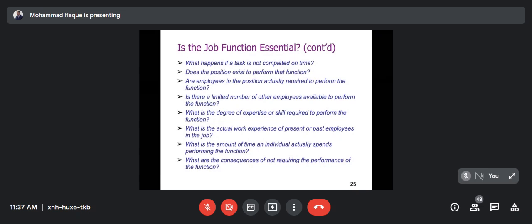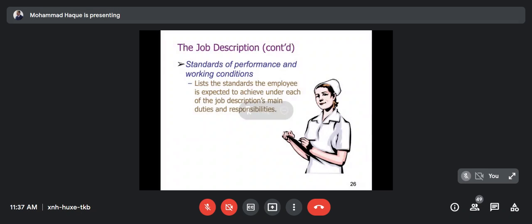Are employees in the position actually required to perform the function? Is there a limited number of other employees available to perform that job? What is the degree of expertise or skill required? What is the actual work experience? What is the amount of time an individual actually spends? And what are the consequences of not requiring the performance of that function?